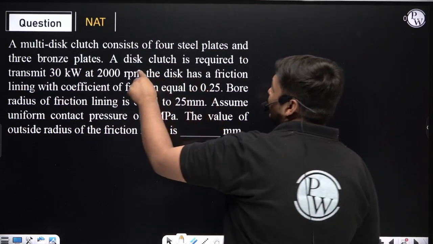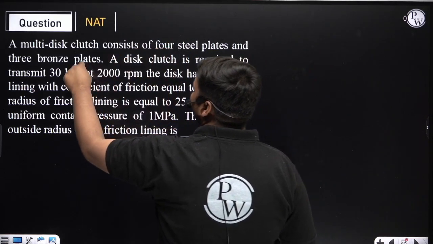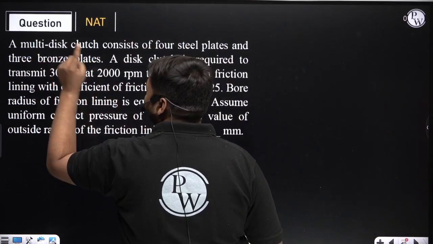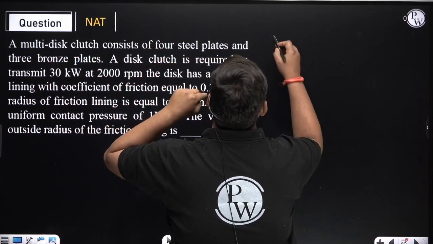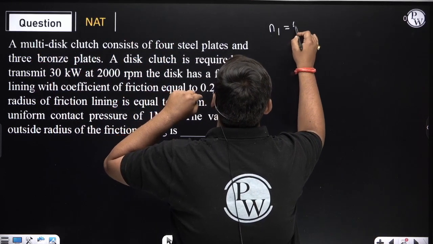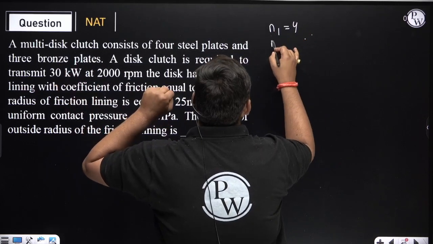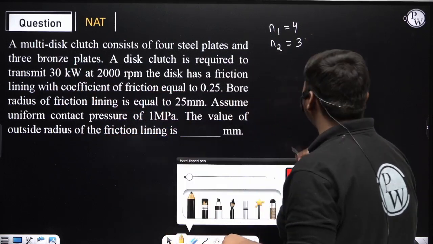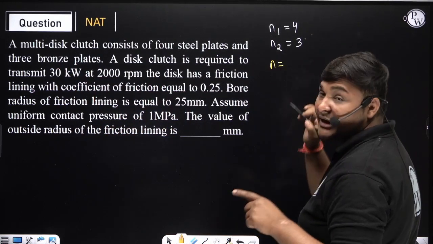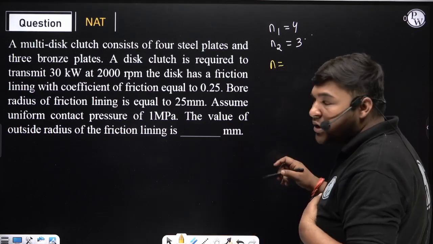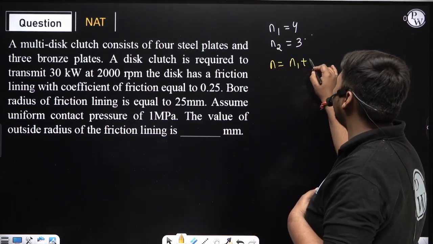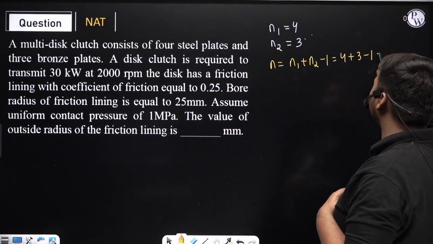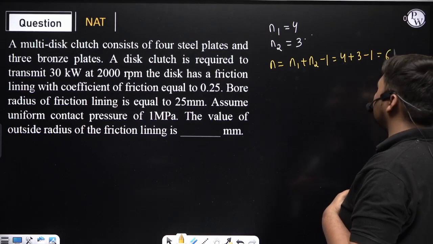So here it says the steel plates are 4 and the bronze plates are 3, meaning 4 is 1 more than 3. Can I say this number 4 is representing the number of plates on the driving side, which I am denoting as N1, and this number 3 is representing the number of plates on the driven side, which I am denoting as N2. Since we know N1 and N2, we can calculate the total number of pairs of contacting surface. The formula is N1 plus N2 minus 1. N1 is 4 plus N2 is 3 minus 1. It will come 4 plus 3, 7, minus 1, 6.